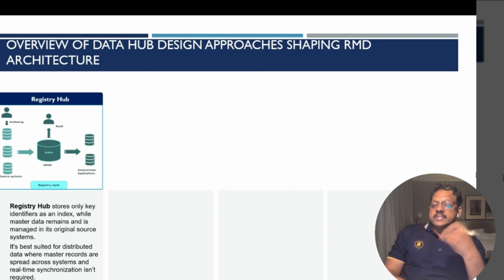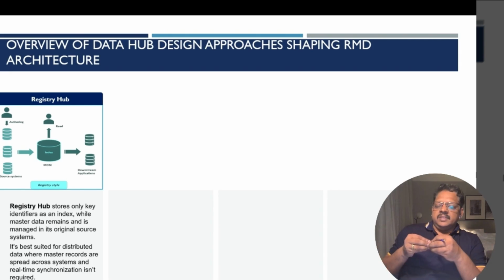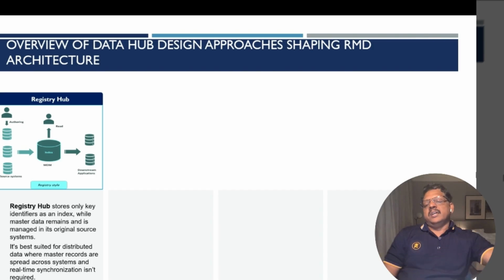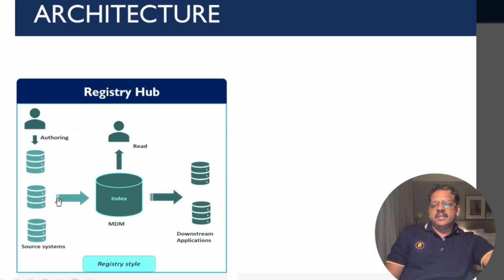So what is the relevance of that? When are we going to use a registry hub? Basically, when systems are distributed and there is no need to bring them into a real-time physical system, then go for this registry hub design. Okay, so if you want to take a closer look, you can see we have source systems 1, 2, 3, and we have an index system, that's MDM, and we have the downstream applications.